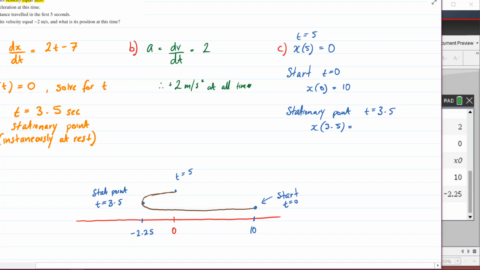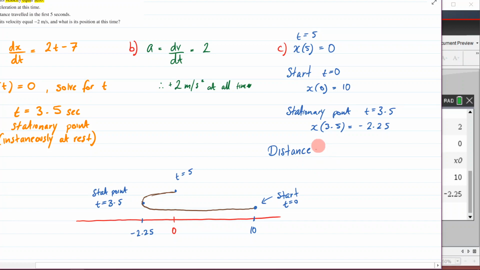Let me just tidy this up a bit. This was negative 2.25. So you can see how important this is. We're starting here, we're stopping here, and then we're figuring out how far we'll travel in the first 5 seconds. So this is where we are in the first 5 seconds. This is what our graph looks like, or this is what the path looks like. So if I now want to figure out the distance traveled, how would I do this?